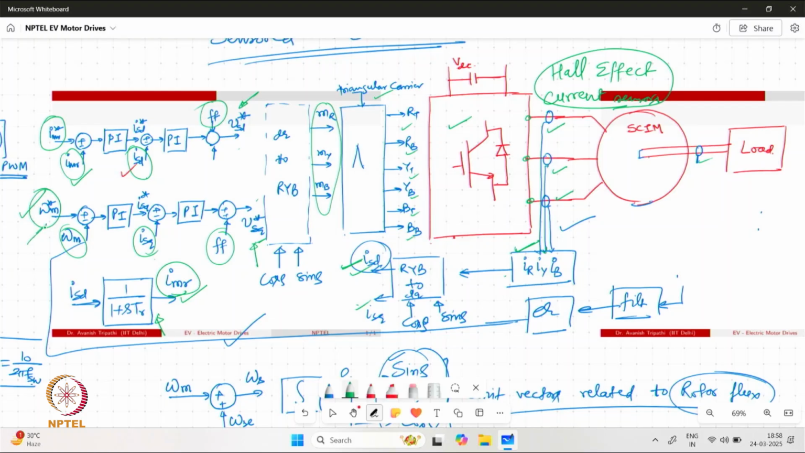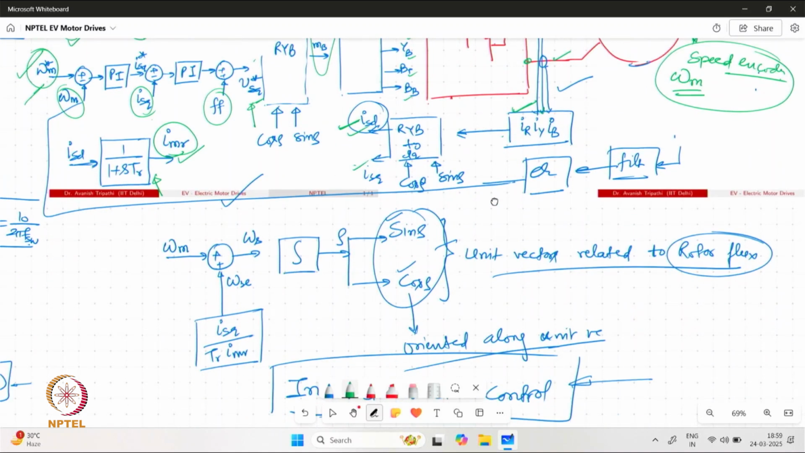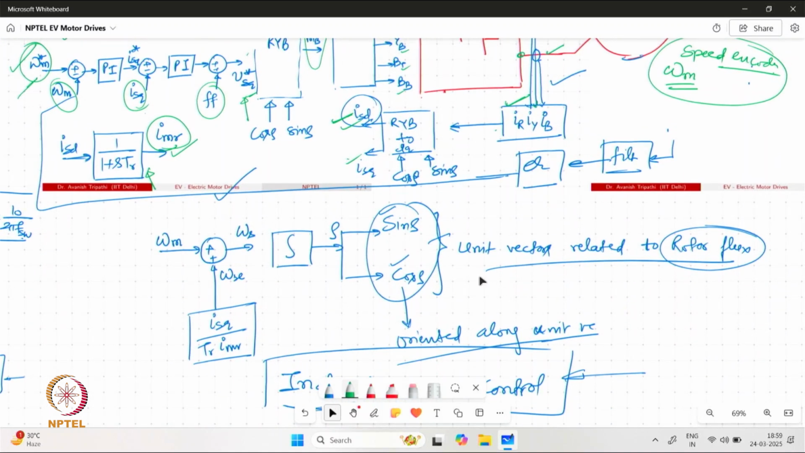However, for the speed, we have the option of using a speed encoder to directly obtain the value of omega m, or we can look for other methods. So in case we are having the speed encoder available in the system, we are calling it a sensored vector control, and then in that case we have the measurement of slip speed.